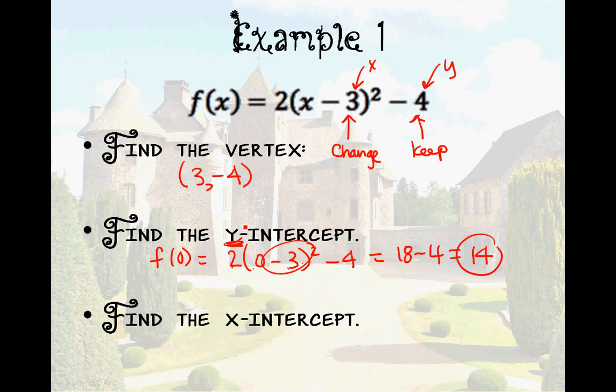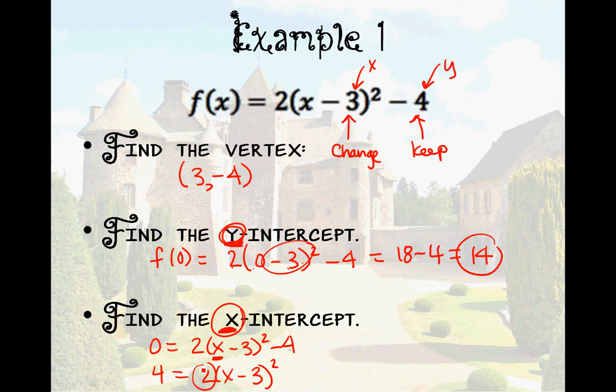When we're trying to find the y-intercept, we plug in 0 for x. When we're trying to find the x-intercept, we plug in 0 for y. So we have 0 equals 2 times (x minus 3) squared minus 4. And then we're solving for this x here, so we're going to add 4 to both sides.